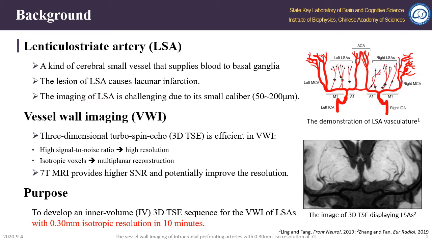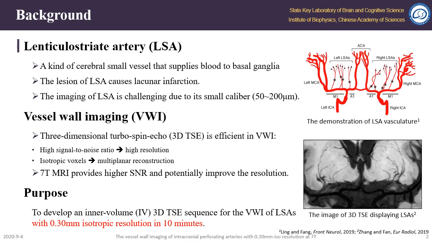To begin my talk, let's look at the lenticulostriate artery. It's a kind of small vessel that supplies blood to the basal ganglia. Its impairment will cause lacunar infarction, but imaging the LSA is very challenging because of its small caliber. In the past, MR angiography at 7T was able to show its flow. However, we hope to depict its vessel wall in a finer way.